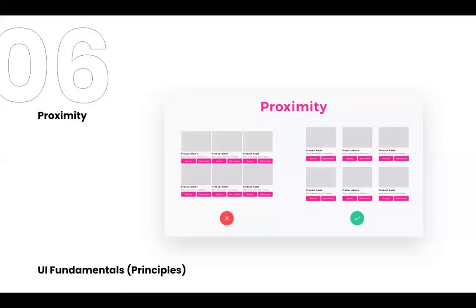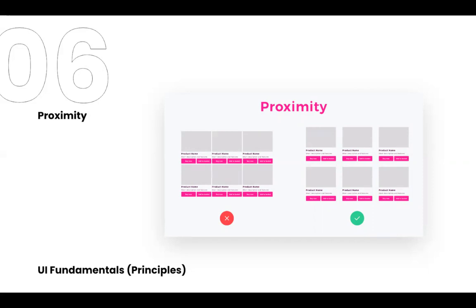So the next principle is proximity. Proximity is the distance between visual elements. It is used to signal relationships between elements. If we look at our image here now, or let's even explain proximity more. Proximity is like, think of elements being close together.